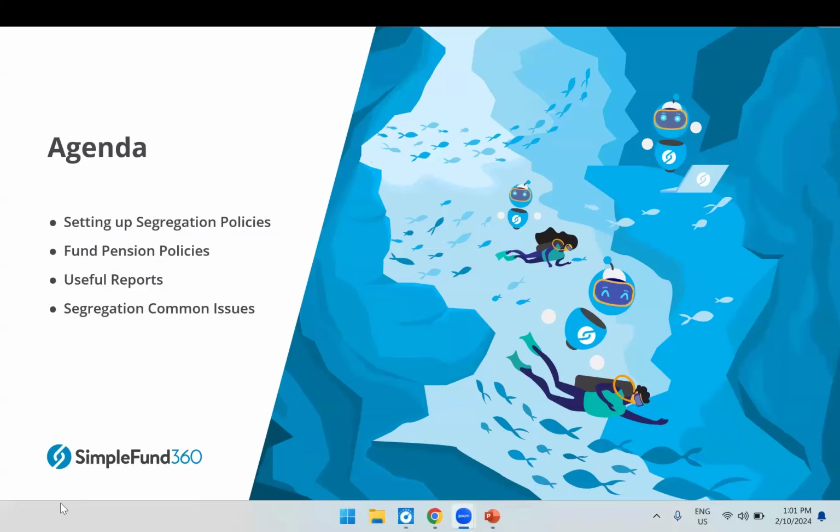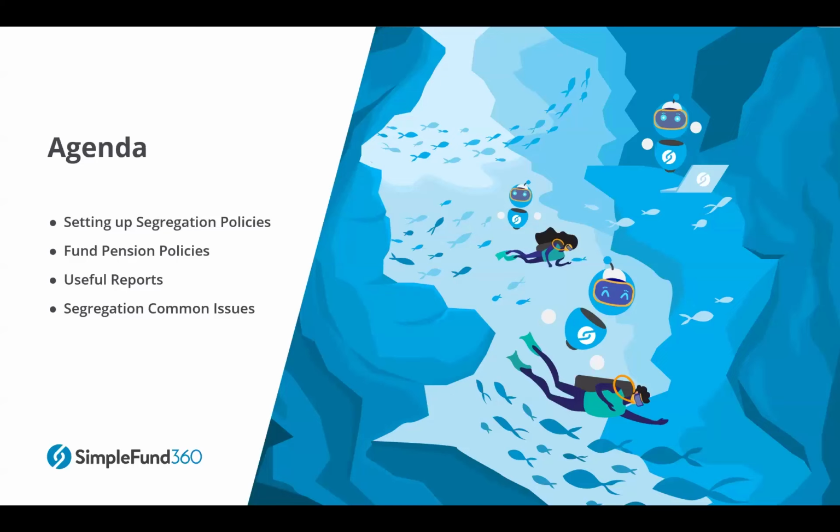Thank you, Daniel. Yes, so let's jump straight into today's agenda. We'll be looking at setting up segregation policies in Simple Fund 360, fund pension policies as well, which connects together with requesting actuary certificates, and then useful reports and any common issues when it comes to segregation or using or requesting actuary certificates.